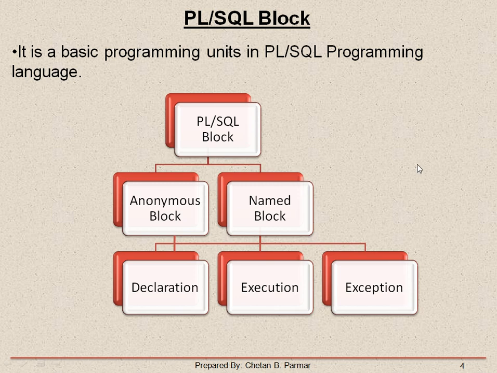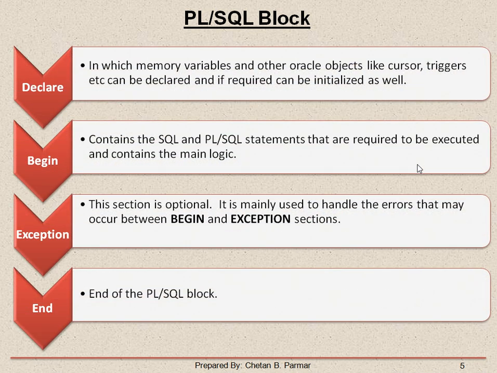Okay, now we go ahead. This is the fourth section of the PLSQL block. The first section is known as the declaration section, in which memory variables and other Oracle objects like cursors, triggers, etc. can be declared and, if required, can be initialized as well. So we can say that in the declaration section, you can declare any Oracle object, as well as initialize that object in that particular section.